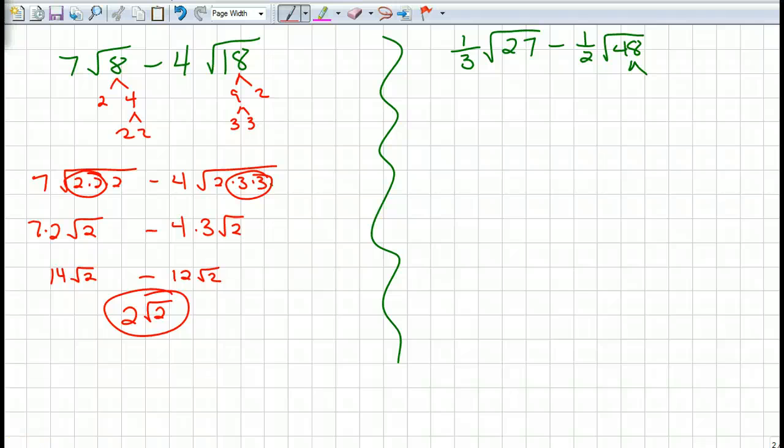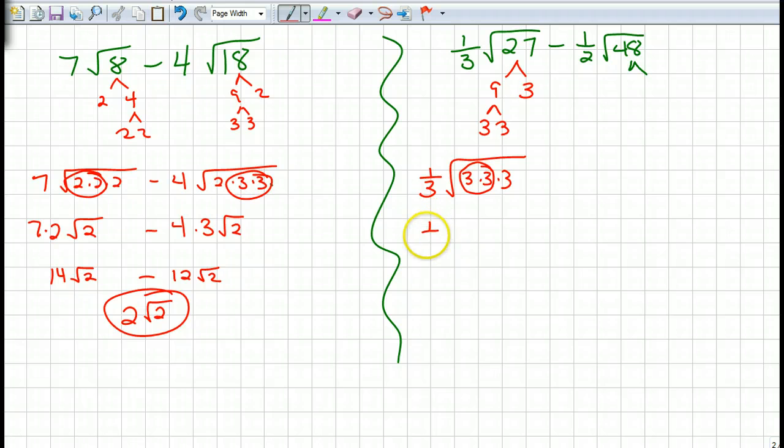Okay, so now we have 27 that we need to break down into its prime numbers. So that would be 9 and 3, and then 3 and 3. So I'm going to rewrite this as 1/3 square root of 3 times 3 times 3. I have a pair of 3's, so I can take out one of those. So it'll be 1/3 times 3 square root of 3. What's a third of 3? Yeah, it's just 1, right? So I have 1 square root of 3 now.